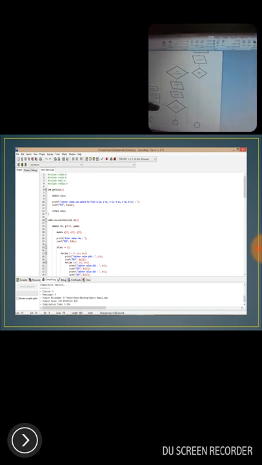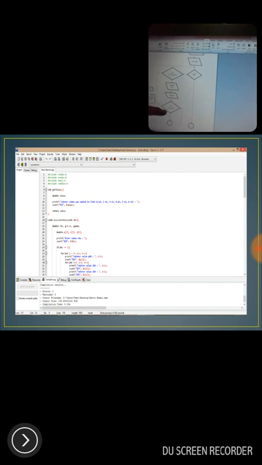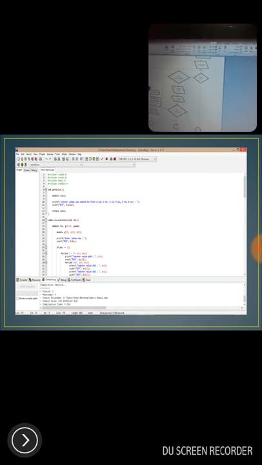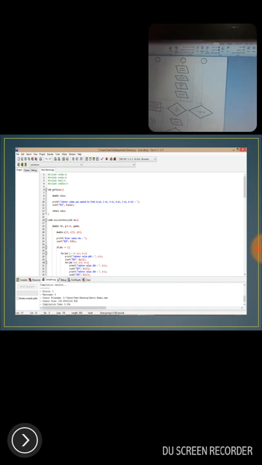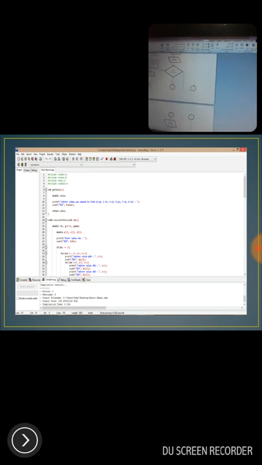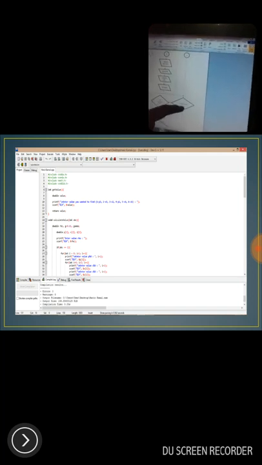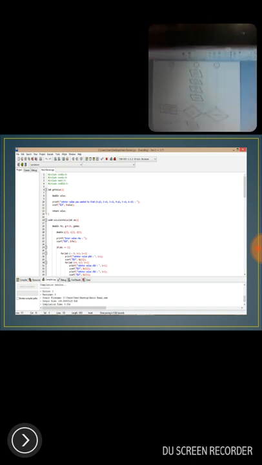After the loop is done, we go down to the end. The second step is the flow for else if ABC equals 2.